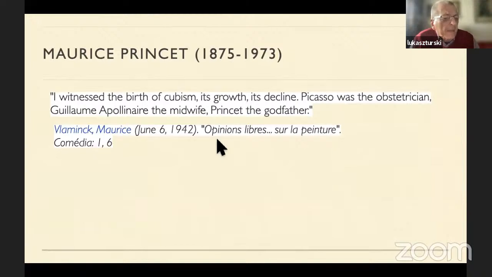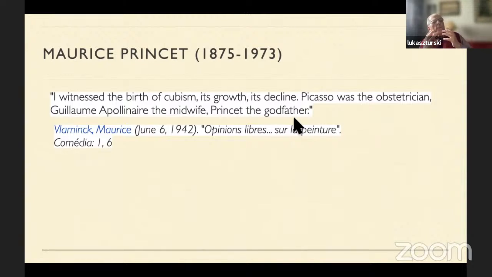And this is a fragment from a paper written by one of the members of that commune, Maurice Raynal, who years later, in '42, in an article had written, "I witnessed the birth of Cubism, its growth and its decline. Picasso was the obstetrician, Guillaume Apollinaire the midwife, and Princet the godfather."